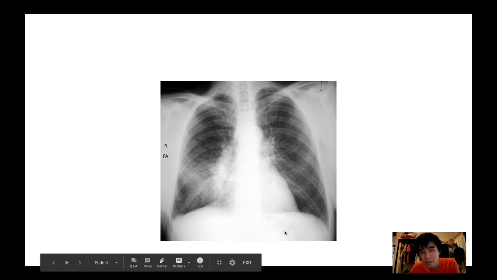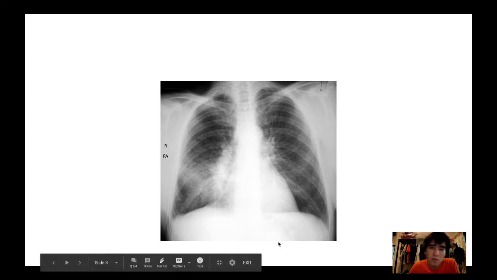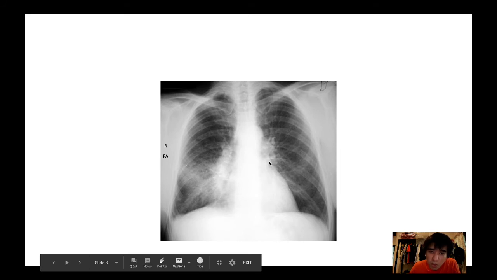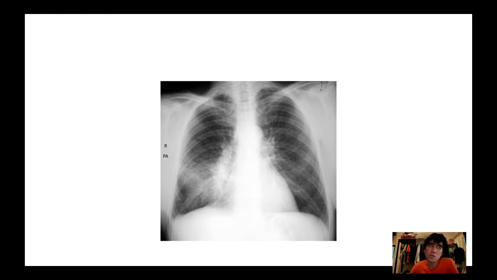The heart is normal size. Diaphragm, the right costophrenic angle is obscured. Left is seen clearly. Mediastinum is not enlarged. And no bony soft tissue abnormalities or any foreign bodies. My impression is a lower respiratory tract infection, also known as a pneumonia.